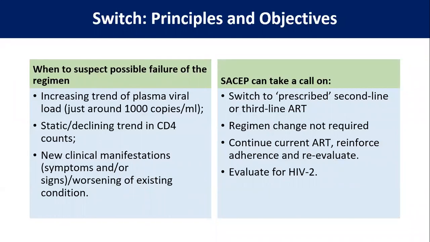When to suspect possible failure of the regimen: an increasing trend of plasma viral load, that is more than or equal to 1,000 copies per ml, a static or declining trend in CD4 count, and new clinical manifestations, symptoms or signs, or worsening of an existing condition. SASAP can take a call, that is, the SASAP recommendations can be to switch to second-line or third-line ART, regimen change not required, continue the current ART, reinforce adherence and re-evaluate, or evaluate for HIV-2. So these are the possible recommendations that SASAP can make after going through the details of a particular patient referred to SASAP.